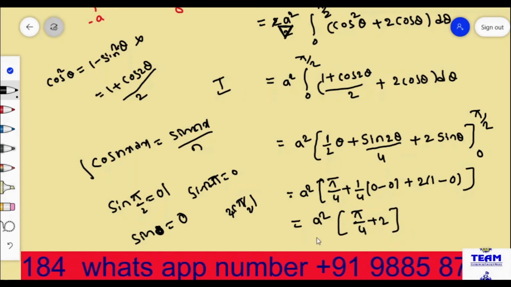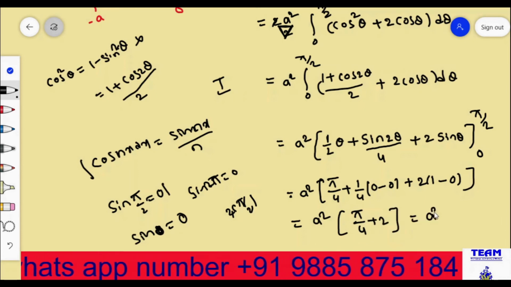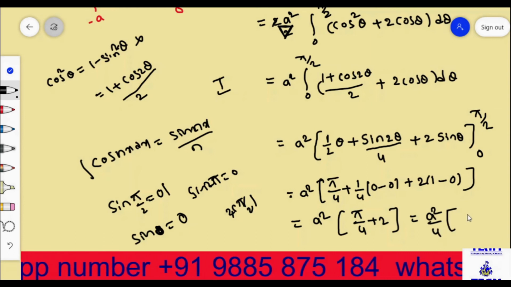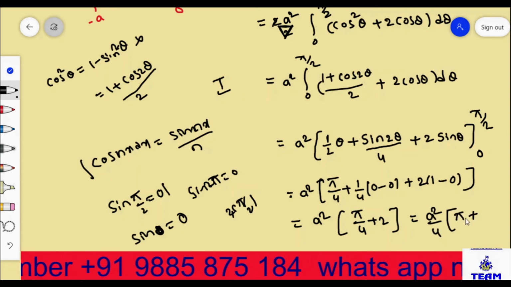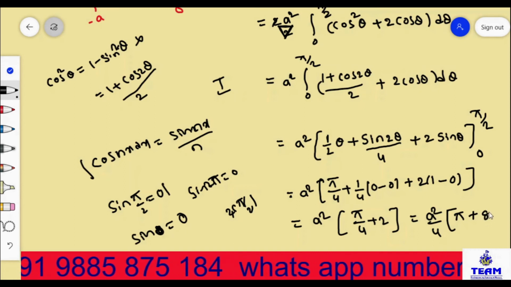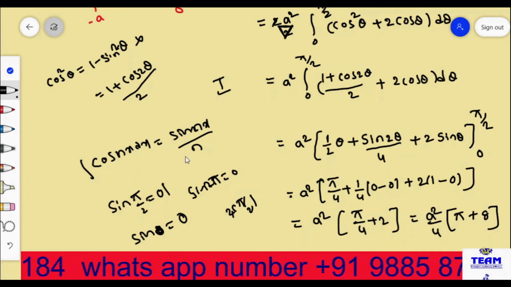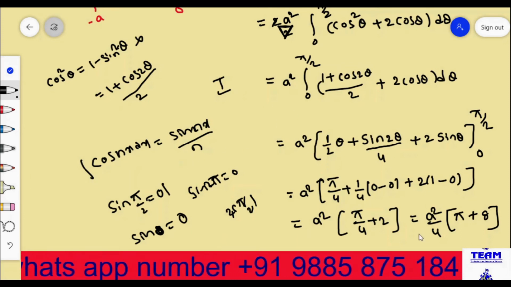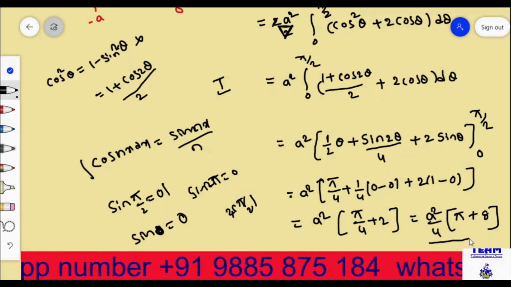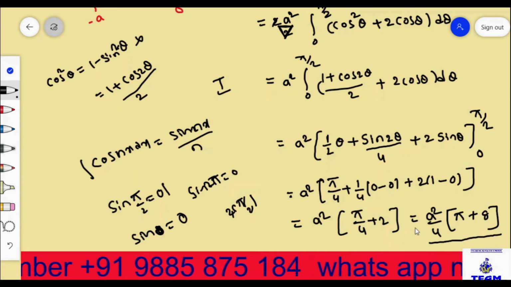You can take 4 as a common factor. This is a square by 4 times of pi plus 4. If it is common, this will become what? 8. Friends, the area of this region is a square by 4 into pi plus 8.